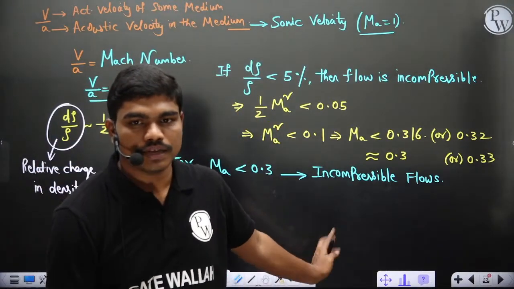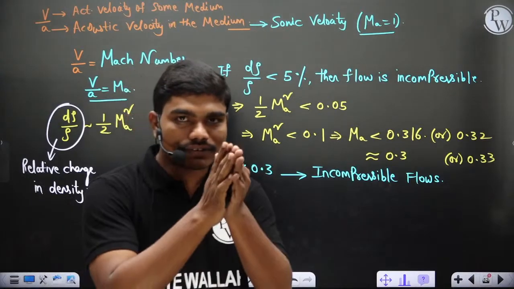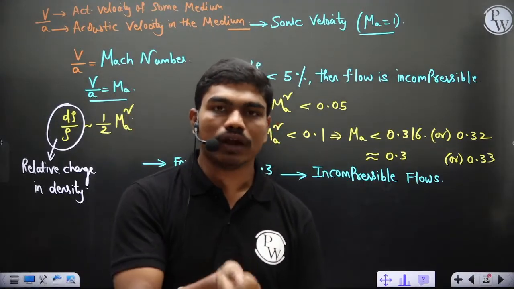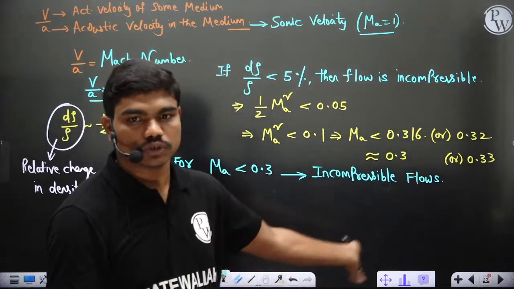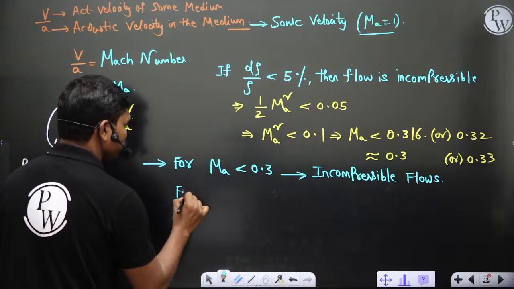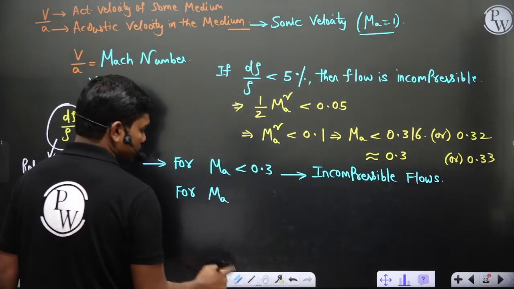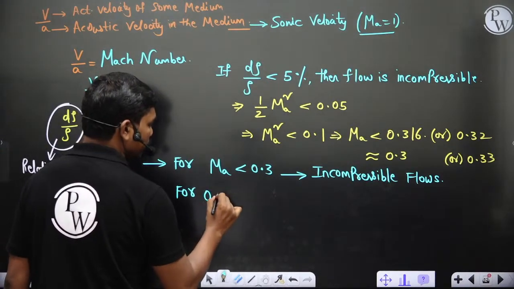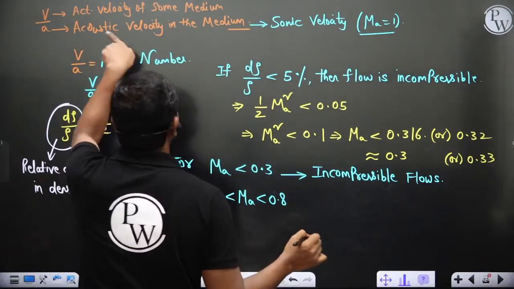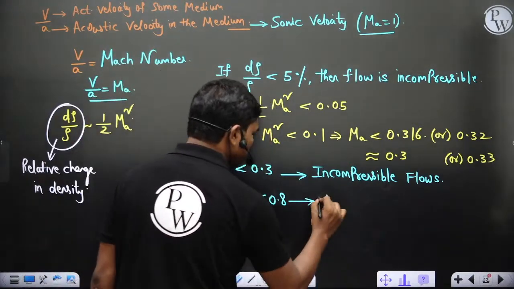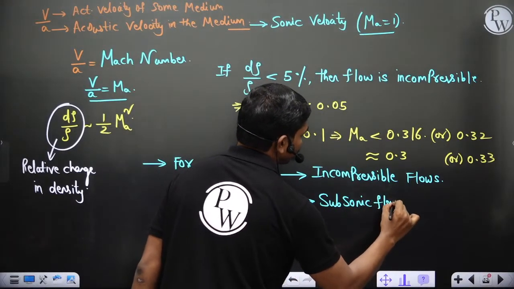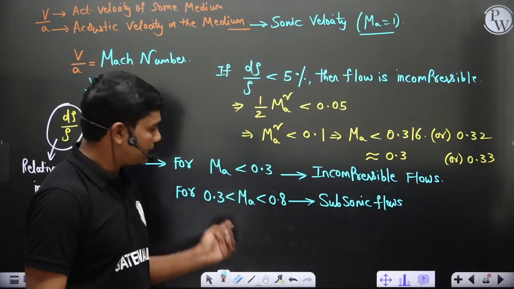Is this clear? Did you all understand the different regimes of the flow? One is incompressible, where Mach number is less than 0.3, and one is more than 0.3. These we'll see as compressible flows basically. For Mach number lying between 0.3 to 0.8, this is called subsonic flows. Normally your aircraft fly within this region.